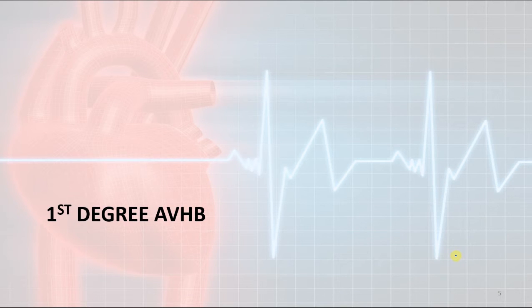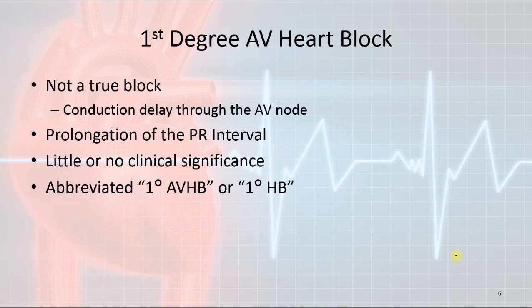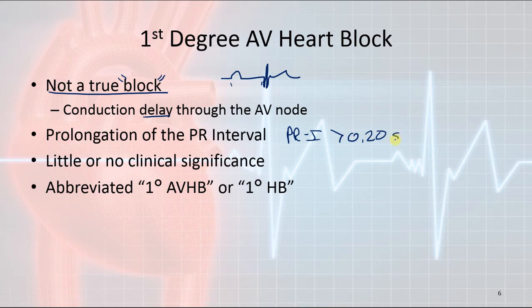Let's start off with the first degree heart block. In a first degree heart block, just remember that it is not a true block, and so it's kind of a misnomer. We call it a first degree heart block, but realistically it's just a delay in the conduction system because for every P wave there is a QRS and a T wave. It's just a very long PR interval, but you still have a 1-to-1 P to QRS ratio. The prolongation of the PR interval means that the PR interval is going to be greater than 0.20 second.